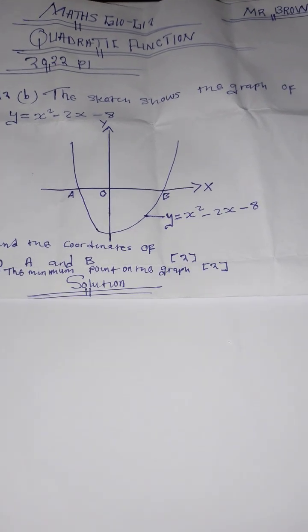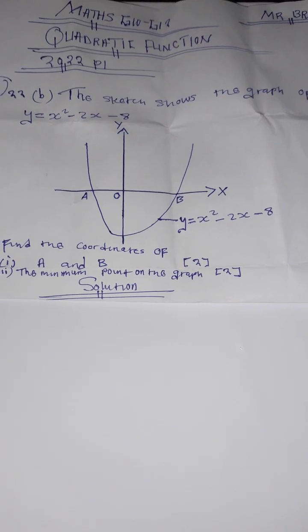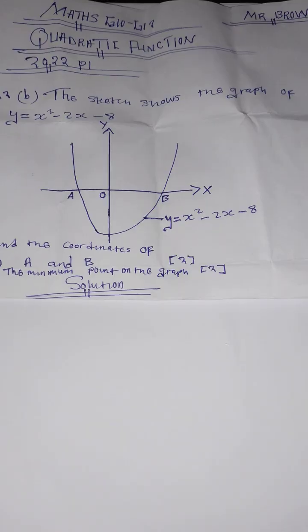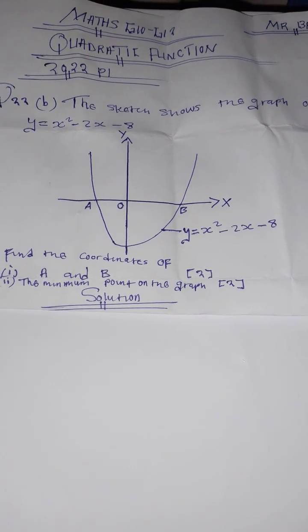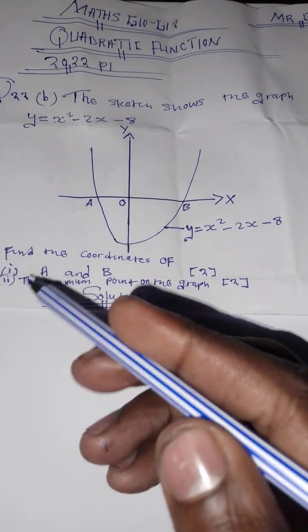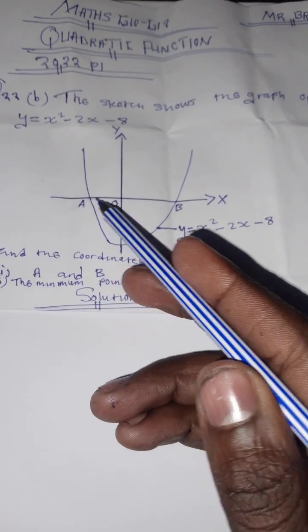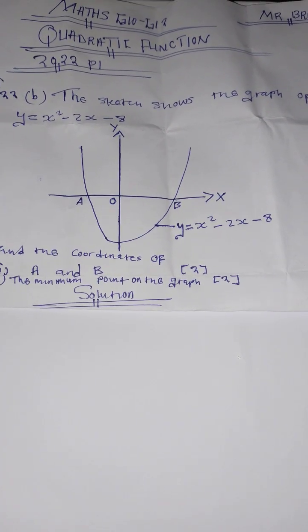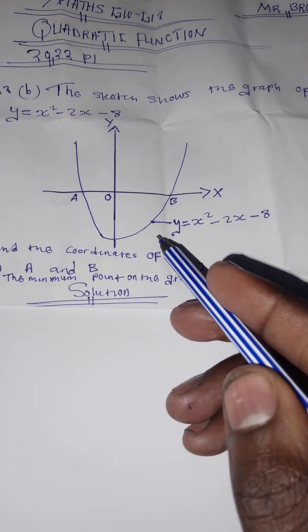Okay, so we have this question which is coming from 2022 paper 1 on quadratic functions. The question reads: the sketch shows the graph of y equals x² − 2x − 8, and we have been told to find the coordinates of A and B, as we can see here. Now, how can we find the coordinates of A and B?